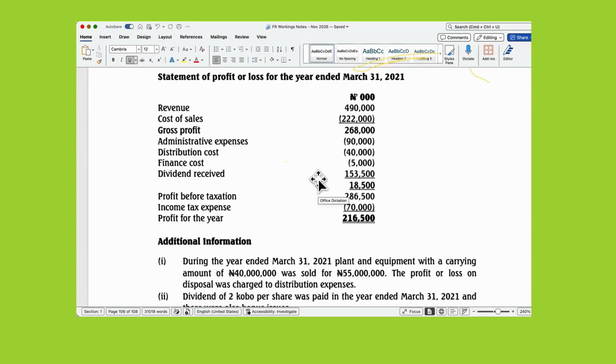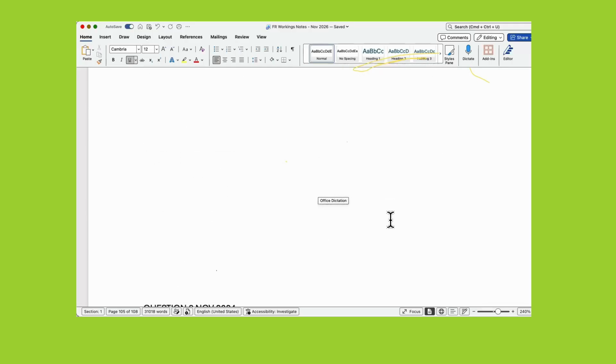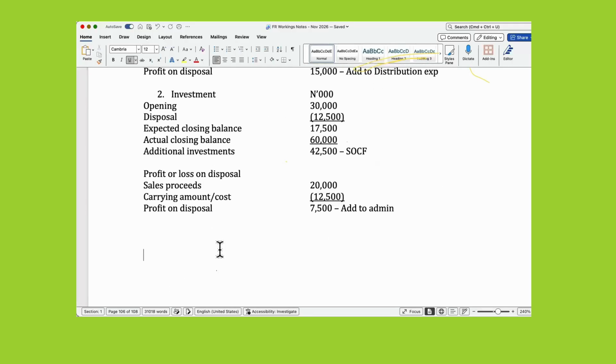The next one is inventories. We are done with this investment. Next one is inventory. There's an increase in inventories. Can you tell me the amount? 295 minus 120, that's note 3. There is really nothing much around this one. 295 minus 120, how much is that? 175.